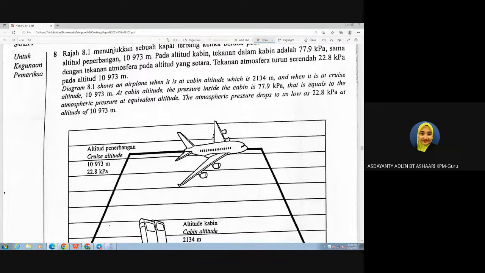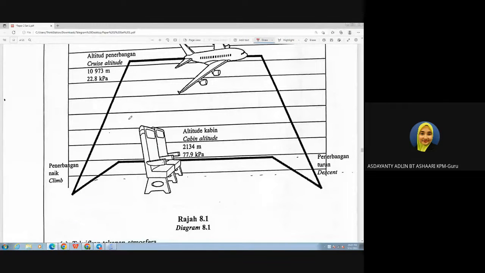Okay, 8. Diagram 8.1 shows an airplane when it is at cabin altitude, which is 2,134 meter, and when it is at cruise altitude 10,973 meter. At cabin altitude, the pressure inside the cabin is 77.9 kilopascal. That is equal to the atmospheric pressure at equivalent altitude. The atmospheric pressure drops to as low as 22.8 kilopascal at altitude of 10,973. So define atmospheric pressure.